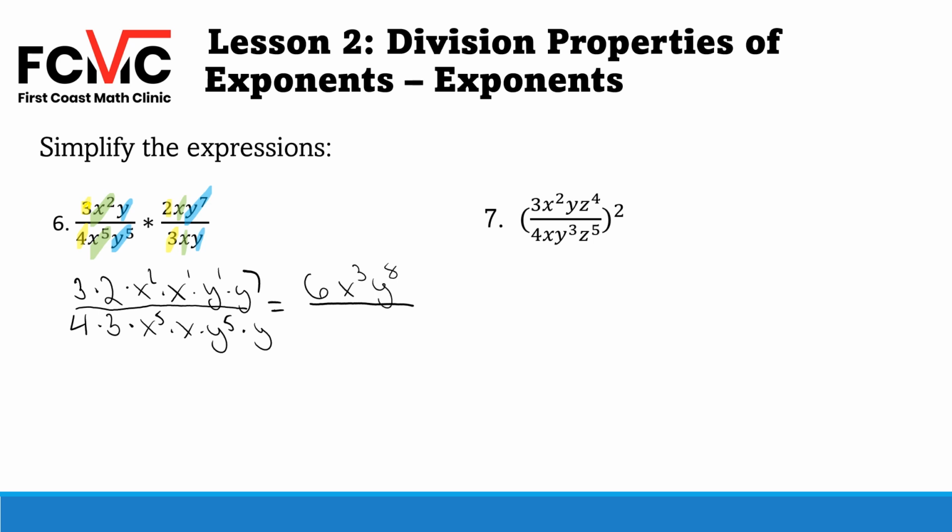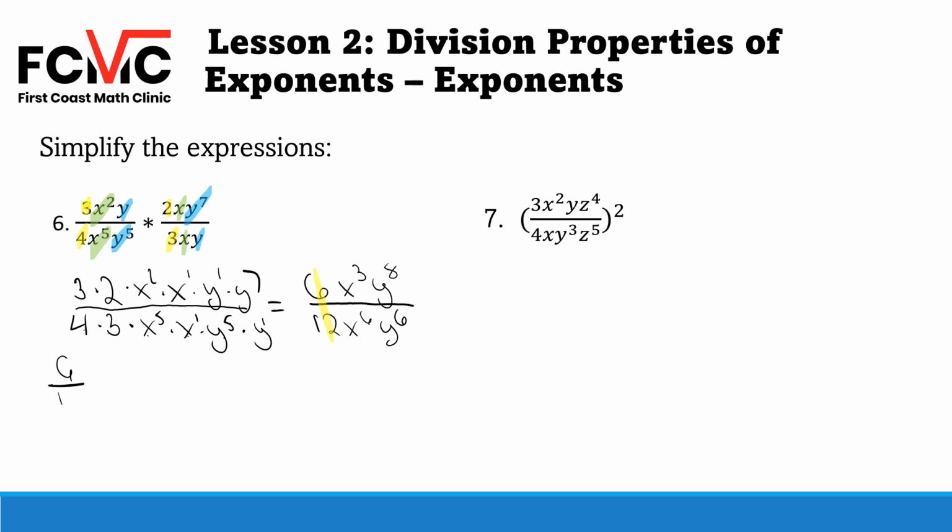Y to the 3rd, which means 4 times 3 is 12. Y to the 5th, which means x to the 5th times x to the 1st is going to give me x to the 6th. And then y to the 5th times y to the 1st is going to give me y to the 6th. So now let's simplify this. And to simplify this, let's start with that 6 over 12.